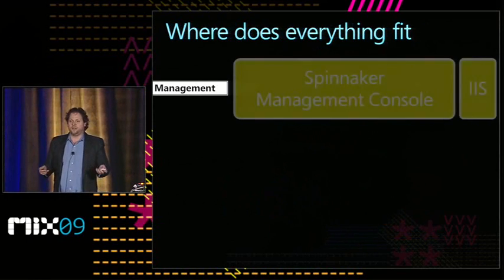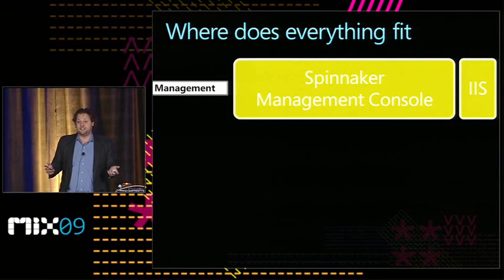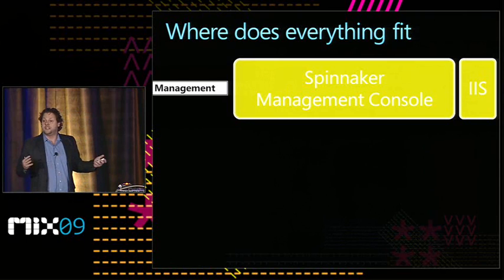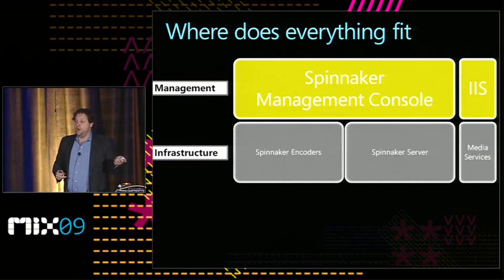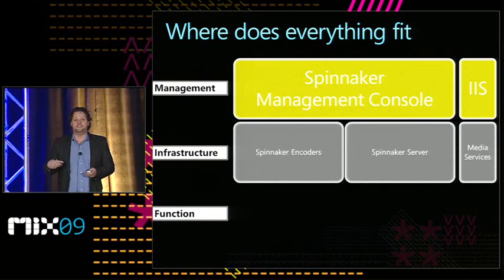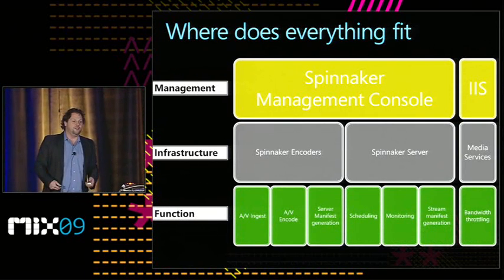So when we look at where things fit quickly in the ecosystem, you've got a management layer at the top part. From an implementation perspective, the only thing you really have to care about is you have 2 components. You've got some kind of encoder management console, and you've got an IIS server. John's talked about the IIS side. On our side, we make the Spinnaker management console. Underneath that, that's where your encoders go. That's where your Spinnaker server goes that manages your manifest files and your redundancy and your scheduling and your failover. And then underneath that, you've got all the little features. That's where things like audio, video ingest and audio, video encoding, all the little tactical stages, are happening down there at the bottom.